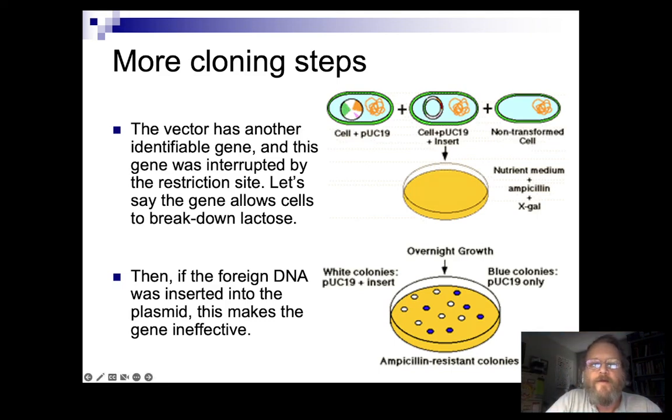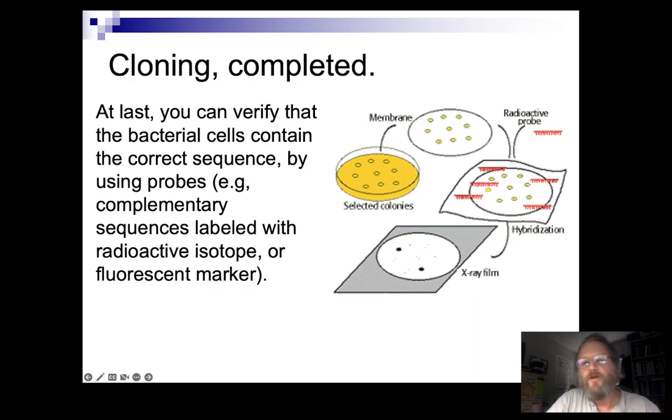All right, and so then you can transfer them to a membrane, and so on. But the point is at the end of this, you're going to be able to tell which bacteria have your plasmid, because those that have your recombinant DNA, you grow them on the ampicillin plate, they don't grow, and so that means that they have the antibiotic gene disrupted. So you just go back to where you were making copies and you can identify the colonies.